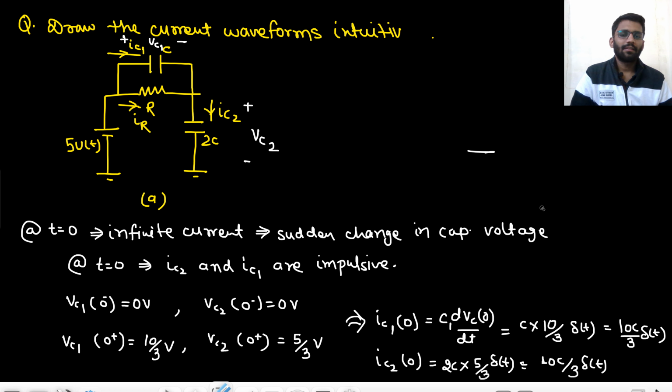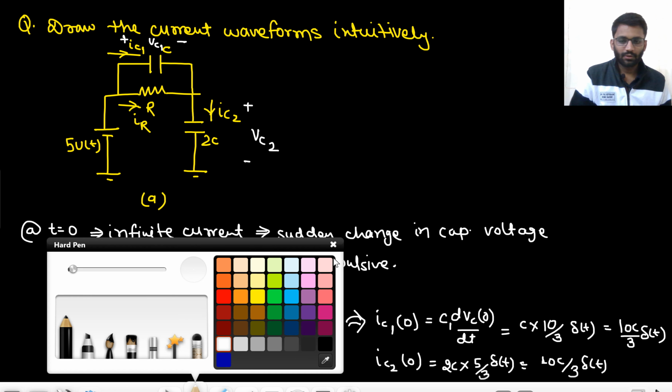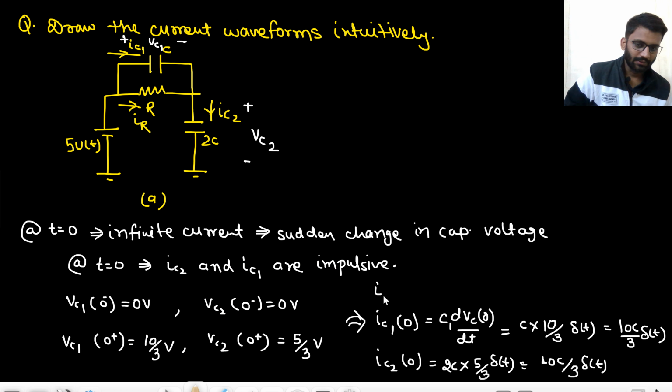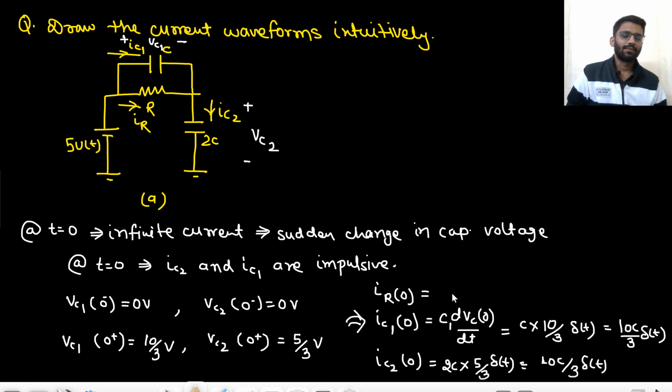What about IR? IR at 0, this is not IR at 0 plus. Tell me what is the value of IR at 0? 0 ampere, because at t equals to 0, there is infinite frequency, and at infinite frequency this will provide very low impedance, this will provide very high impedance. Since this is providing very high impedance, that means no current will flow through this. All the current that is coming from here will flow through the capacitor. So IR at 0 is 0 ampere.